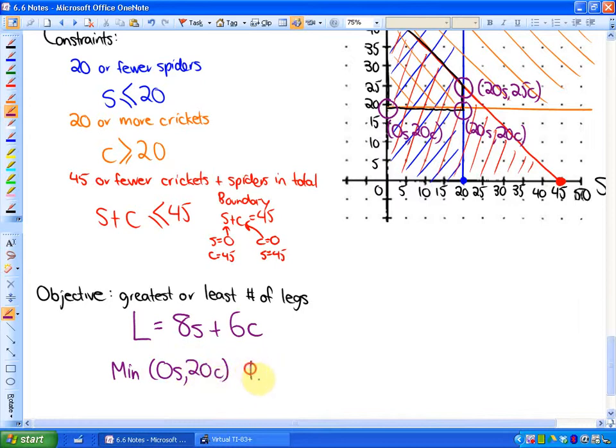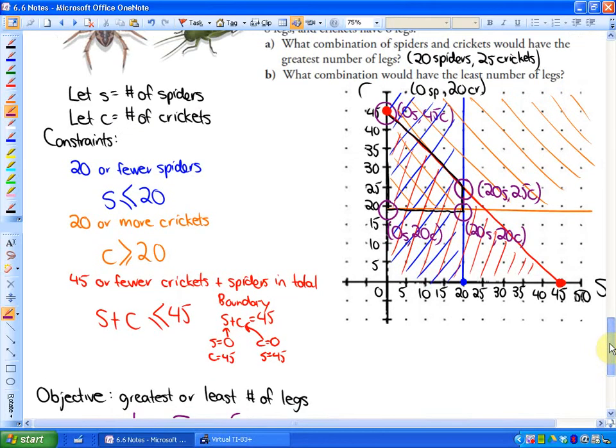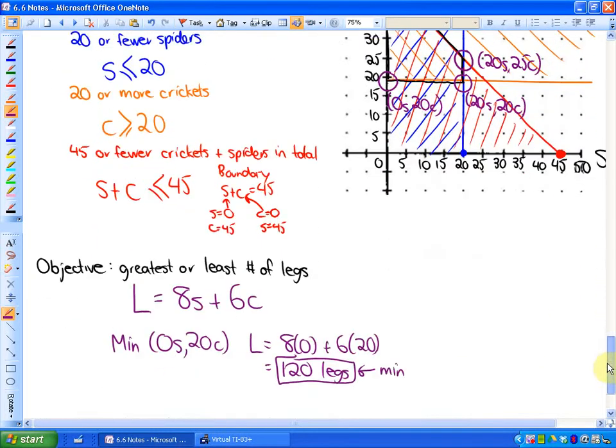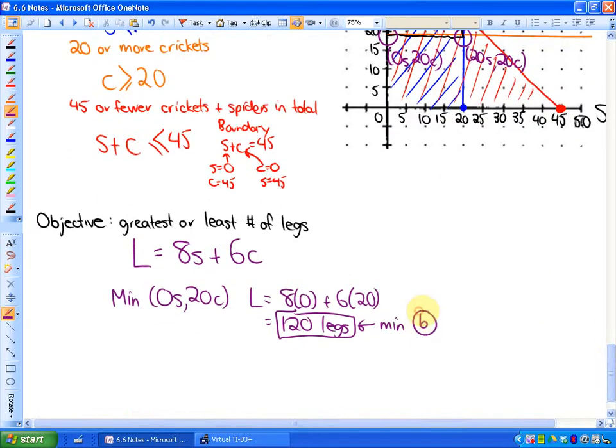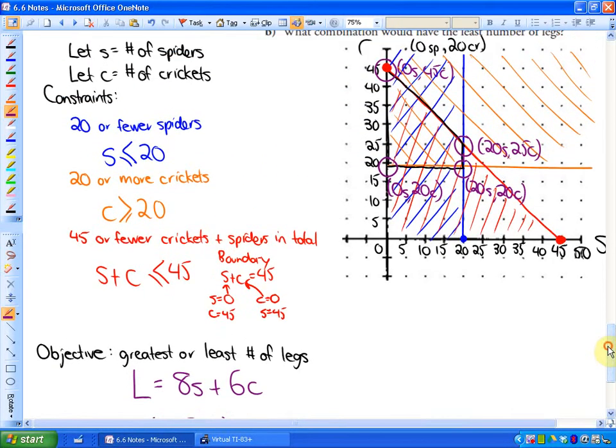And the number of legs would be 8 times 0 spiders plus 6 times 20 crickets. That would be 120 legs. That's your minimum. So that's our answer to, actually, part B. Part A says, what's the most number of legs?